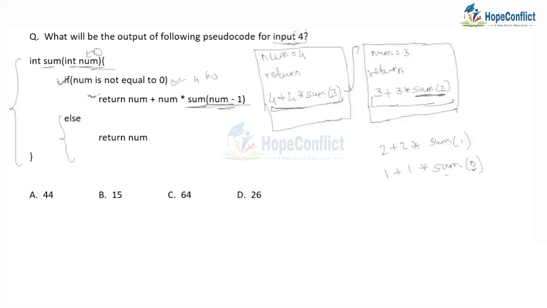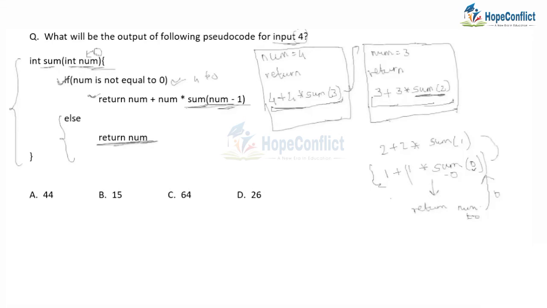So in this next function frame, where num value would be 0, this return num statement would be executed. So this 0 will get returned to the earlier function call. This earlier function call will now become 1 plus 1 multiplied by 0. Okay, so 1 plus 1 multiplied by 0 is nothing but 1. So to the earlier function call, value 1 will get returned.